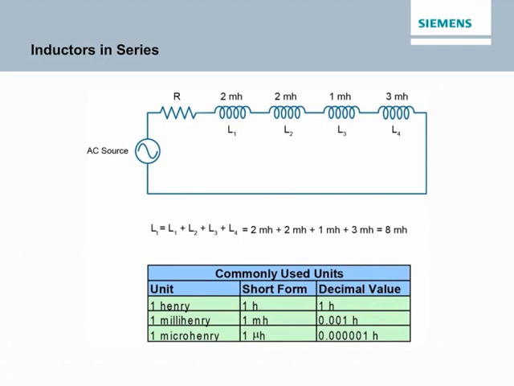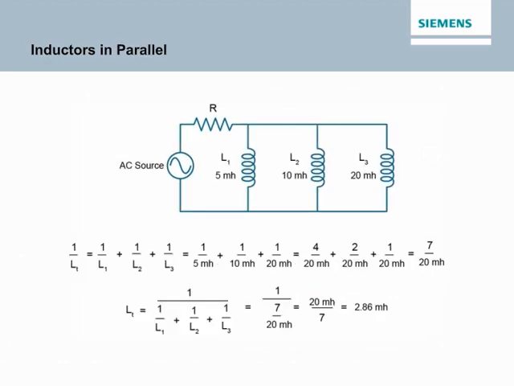Because 1 Henry is a relatively large amount of inductance, inductances are often expressed in millihenries or microhenries. The total inductance of inductors in parallel is calculated using a formula similar to the formula for resistance of parallel resistors. The accompanying illustration shows the calculation for a circuit with 3 parallel inductors.